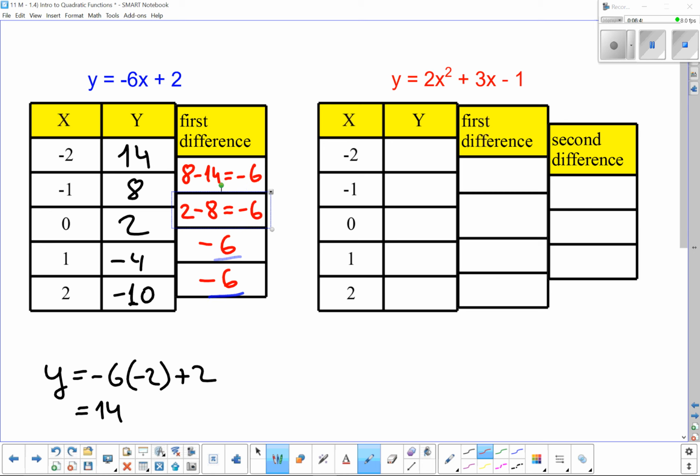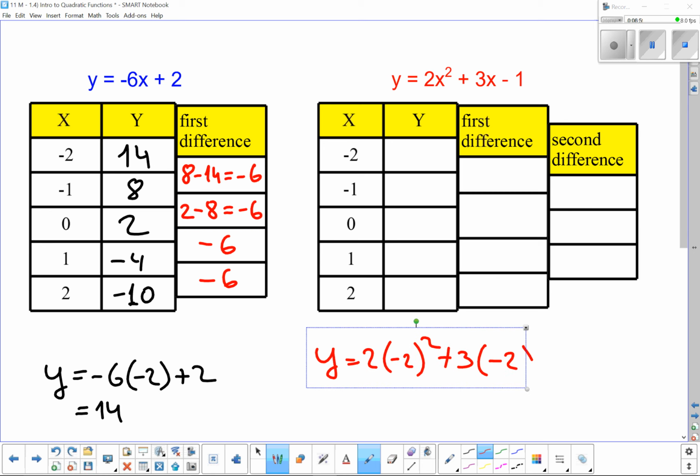So if you substitute, I guess we can use -2, so it's going to be 2 times -2 squared plus 3 times -2 minus 1. In this case, you will get just 1, so my y value will be 1. If I repeat that for all the x values, I will get -2, -1, 4, and 13.